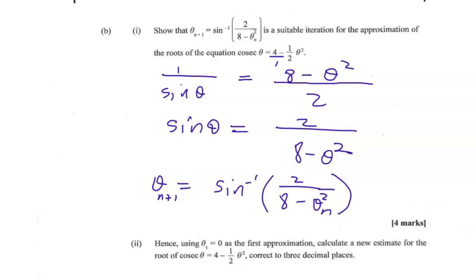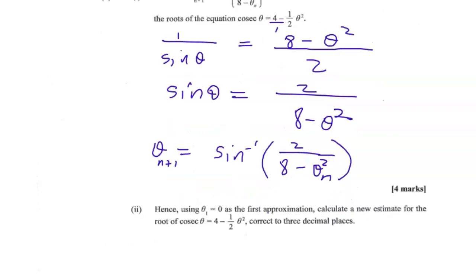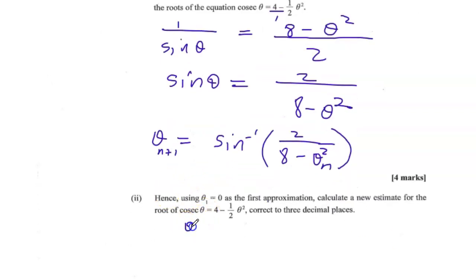Hence, using theta 1 as 0 as the first approximation, calculate the new estimate for the root of cosec theta. So for the root of this equation here, theta 1 is 0. So if theta 1 is 0, let's find theta 2. To find theta 2, we can let n be 1, right? So we know theta 1 is 0.